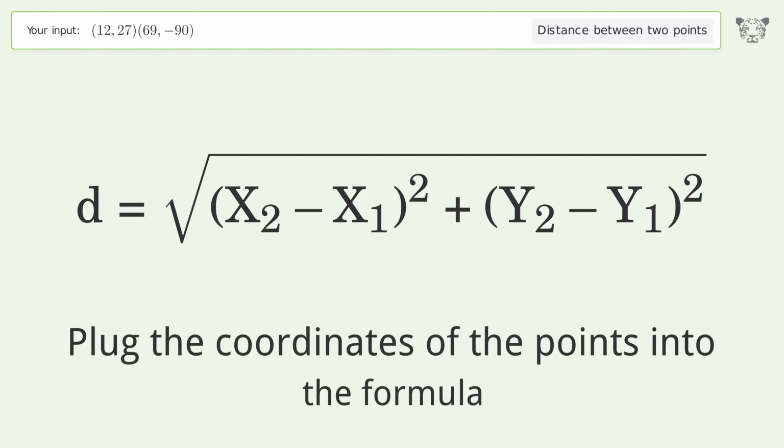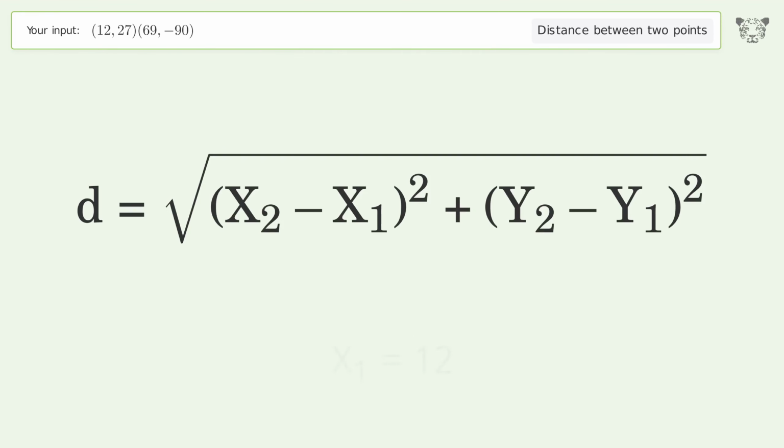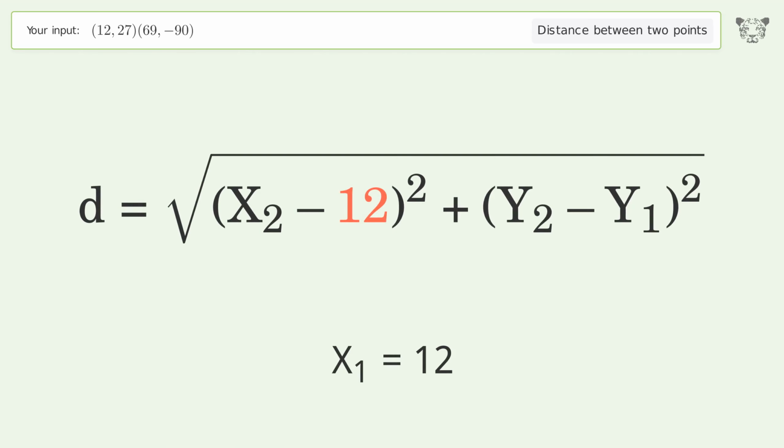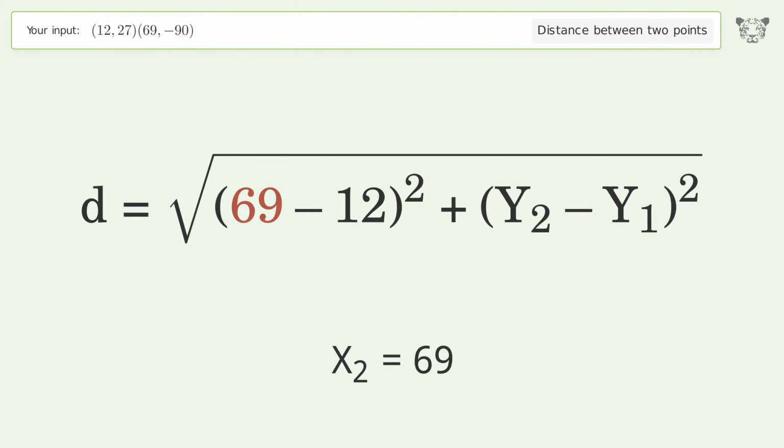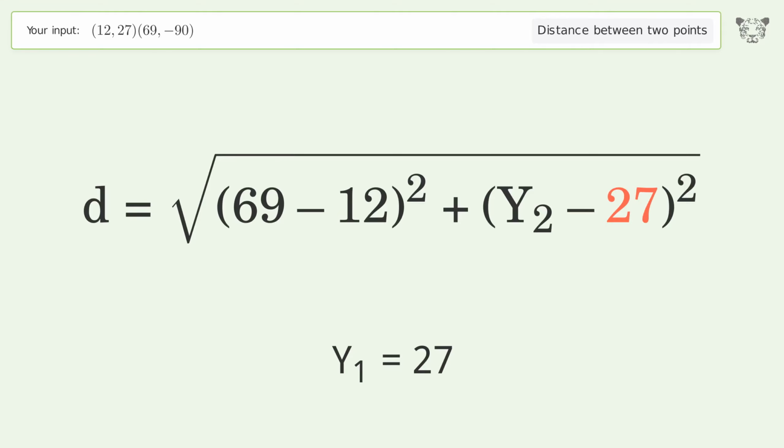Plug the coordinates of the points into the formula. x1 equals 12. x2 equals 69. y1 equals 27. y2 equals -90.